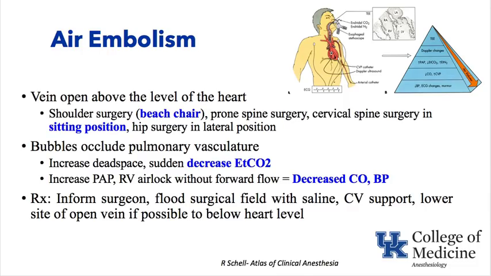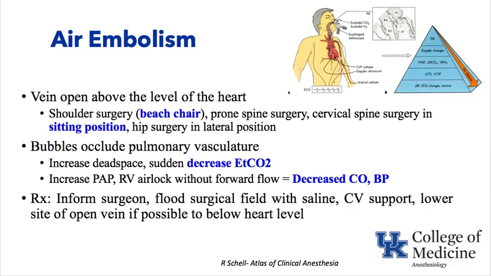The bubbles that are entrained can actually go in and occlude the pulmonary vasculature. When the pulmonary vasculature is occluded, there is an increase in dead space. In other words, you continue to ventilate alveolar units, but blood's not being delivered to them. So you have a sudden and abrupt decrease in end tidal CO2, for example, from 35 down to teens.